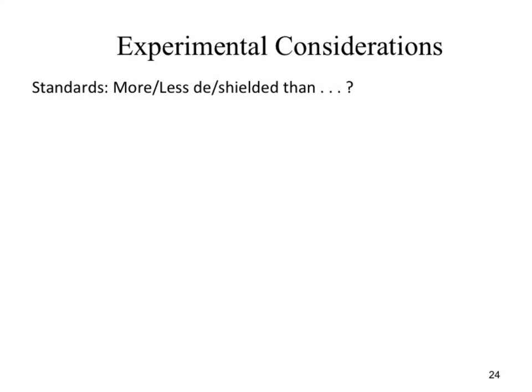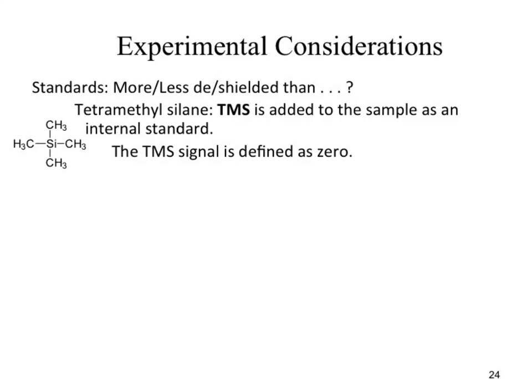So standards. One of the things we talked about is more or less shielded or de-shielded. That's in reference to how many electrons are around our hydrogens. The more electrons we have, the more shielded they are. The fewer electrons around it, the more de-shielded they are. And our signal shifts. It shifts from what? It's all relative. If we don't have something to compare to, we don't have a way to interpret any of this. So that reference is typically TMS, tetramethylsilane. It's usually put in small concentrations, and that is our zero signal.